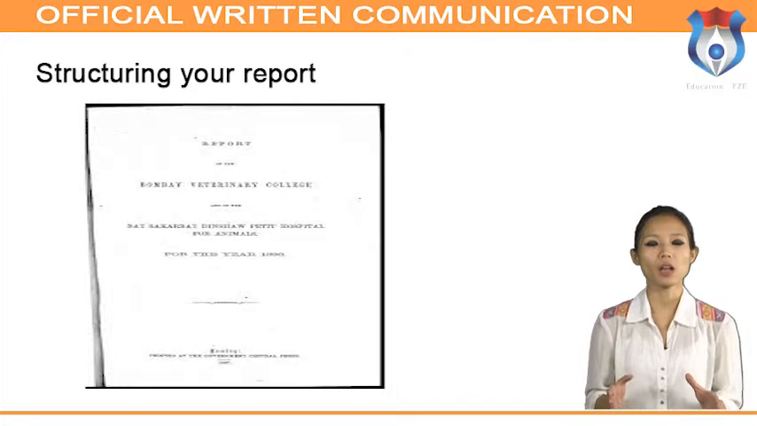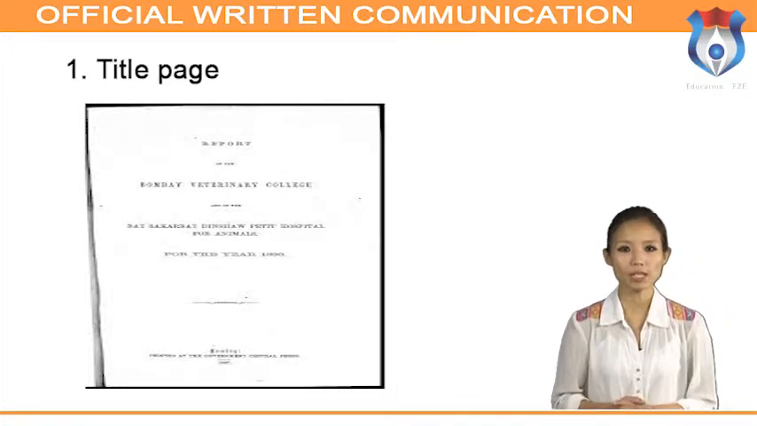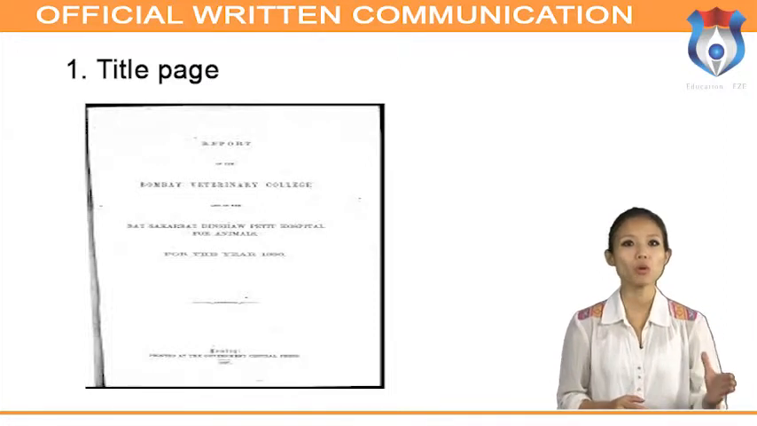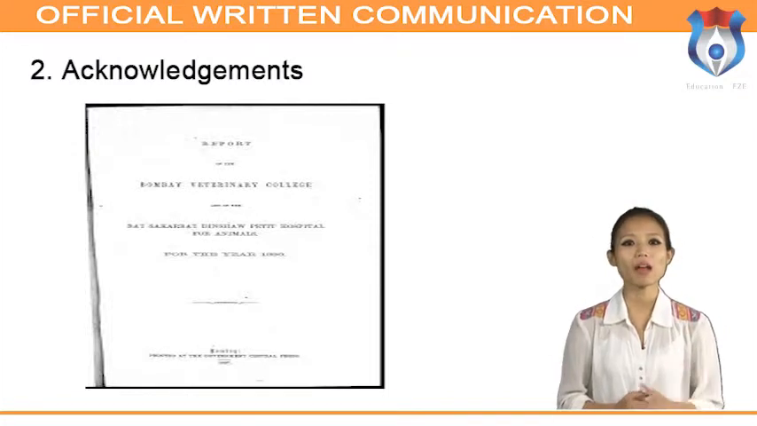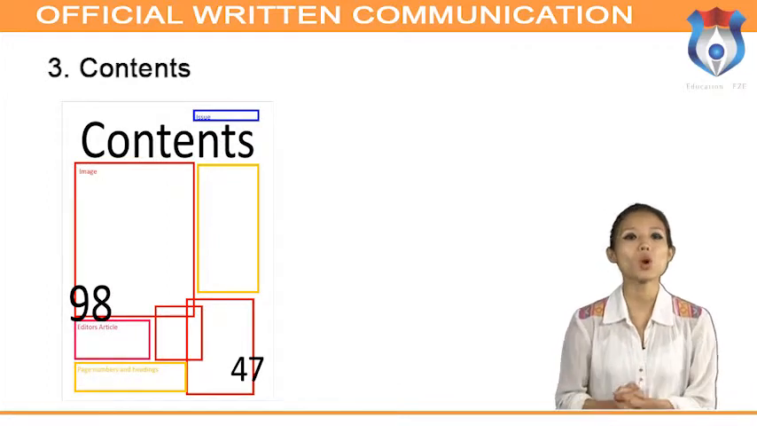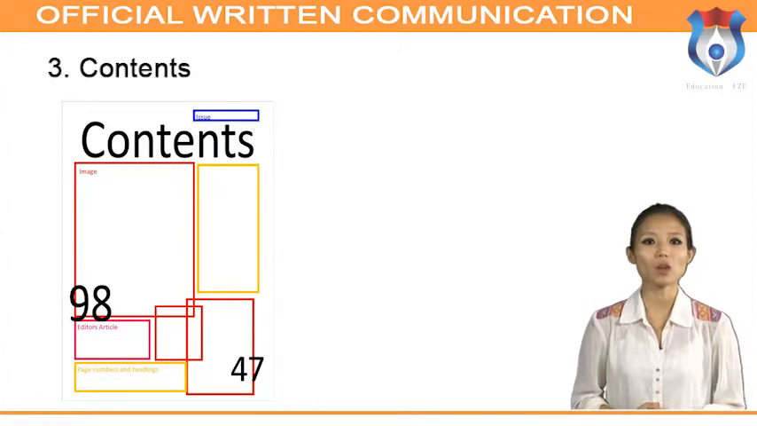Structuring your report. Structure your report considering the following elements of a report. Title page. This should include the title of the report, the author's name, module, course and date. Acknowledgement. We should acknowledge any help we have received in collecting the information for the report. Contents. We should list all sections of the report in sequence, with the page numbers that they begin on.